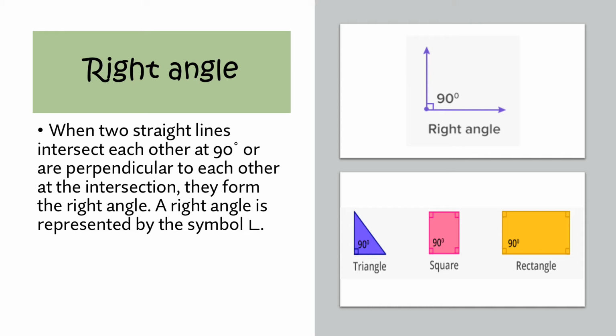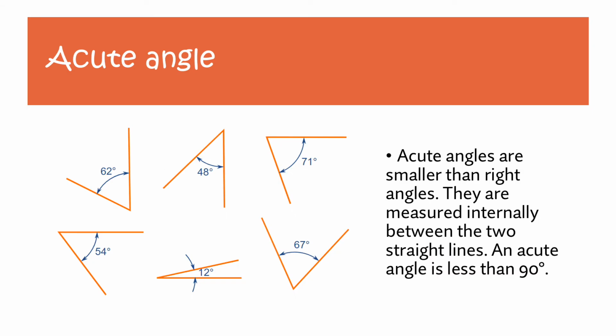As you can see in my example on the top right hand side, I have one vertical line going up and one horizontal line going across. Where these two lines meet together, it represents 90 degrees. You can also see my examples below in my triangle, square and rectangle, where each of these lines meet is also representing 90 degrees.